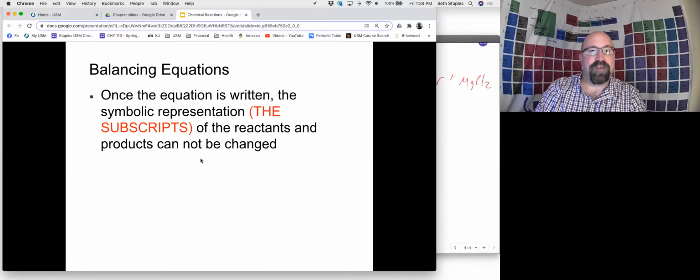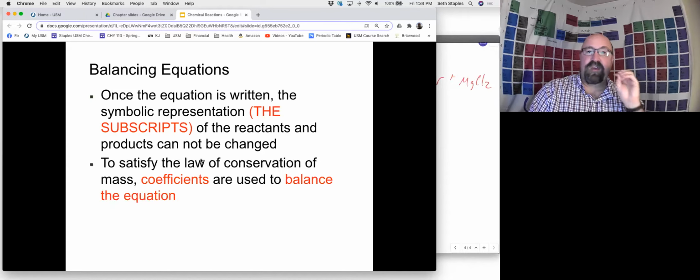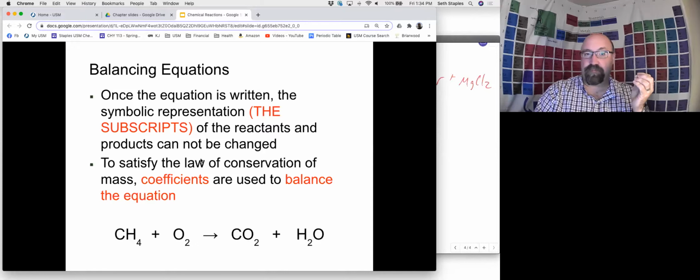Let's look through a more complicated example. Oh, sorry, let's look at some of the rules. Once the equation is written, once you have the subscripts, those cannot be changed. I can't emphasize that enough. The subscripts will not change once they are set. Subscripts are determined by the rules that we learned in the last unit, and we have to abide by those rules. To satisfy the law of conservation of mass, we'll use coefficients in front to balance our chemical equations.